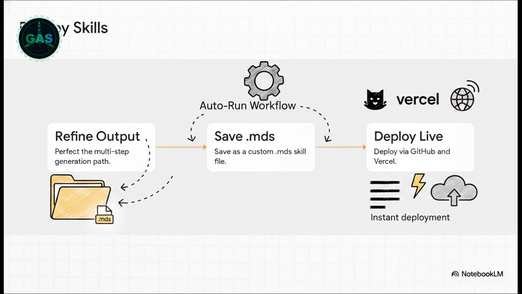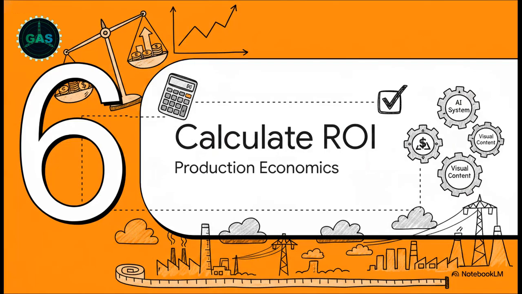It automatically saves this as an MDS skill file. This means your completed visual asset package is now enshrined as a custom tool on your machine. So the next time you need a landing page, you simply trigger that specific skill file and it auto-runs the perfected workflow. From there, your CLI can instantly create a brand new repository and deploy the finished animated website live via hosting platforms like GitHub and Vercel. It's almost like magic.